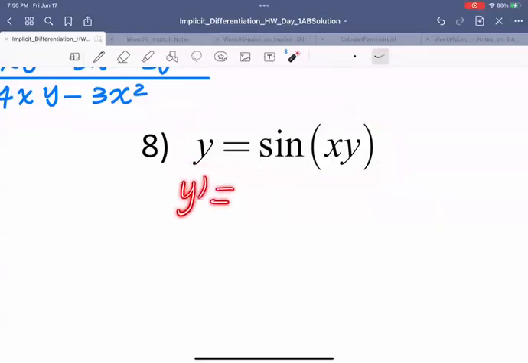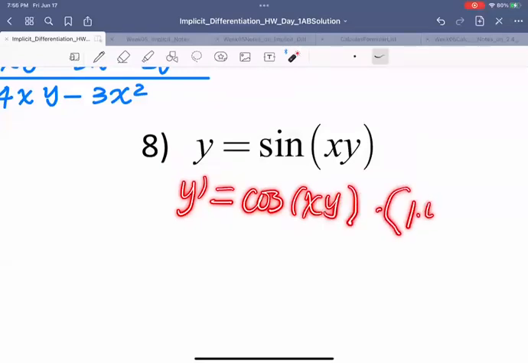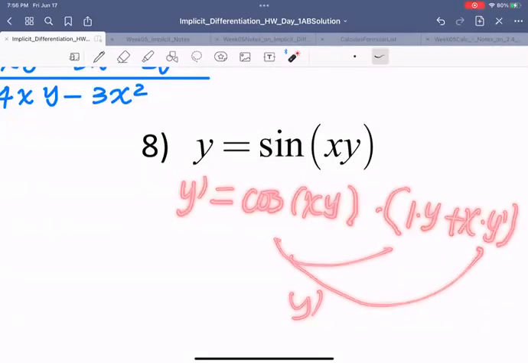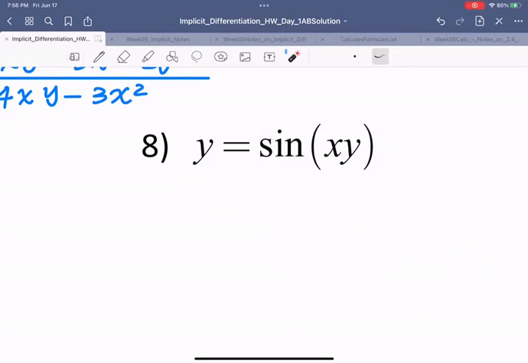Y prime equals cosine, this copy down. Then x derivative is 1 times y plus x copy down, y derivative. And then distributive property, and you solve your y prime. Yeah, very good, Christina. You can stretch yourself, okay?